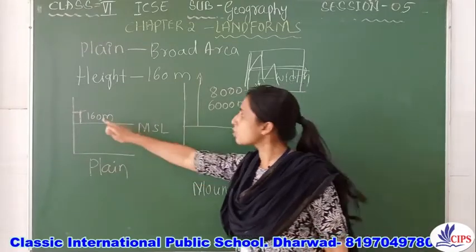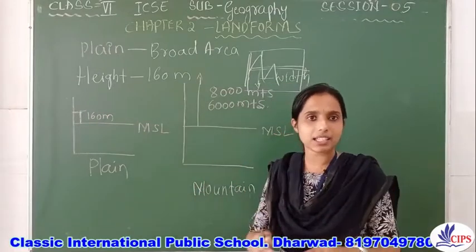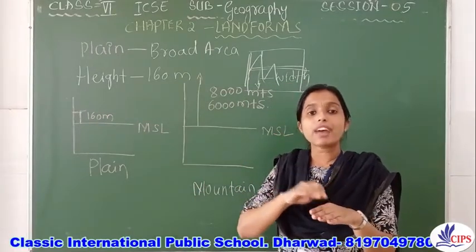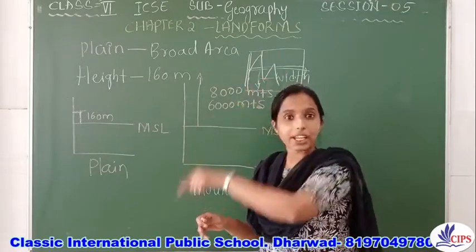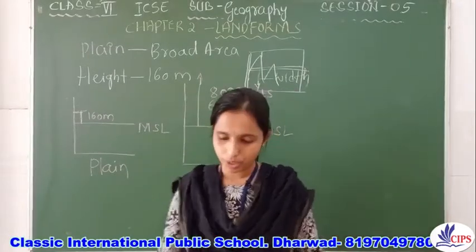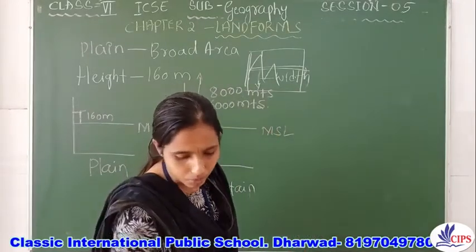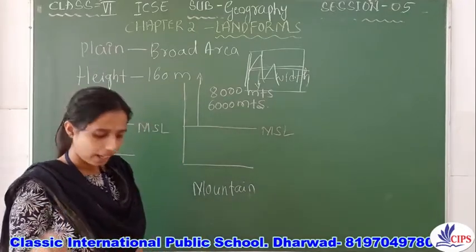Plain area does not have much height. Height of the area is very less. It does not have any high elevation point, meaning any high pointed area. Plain area does not have any of these things. So, this was about the definition.